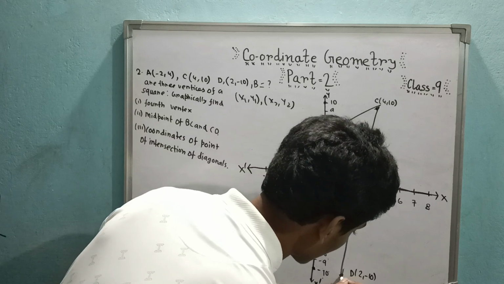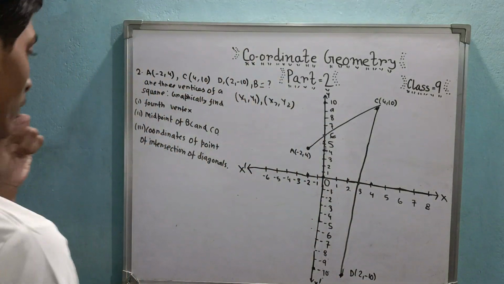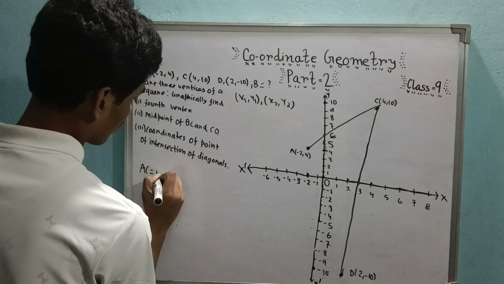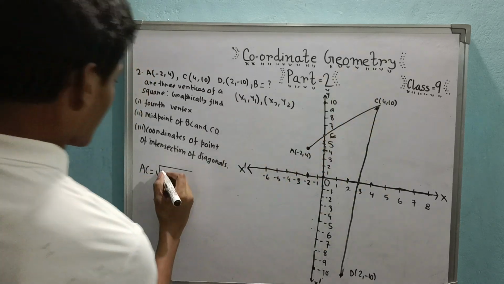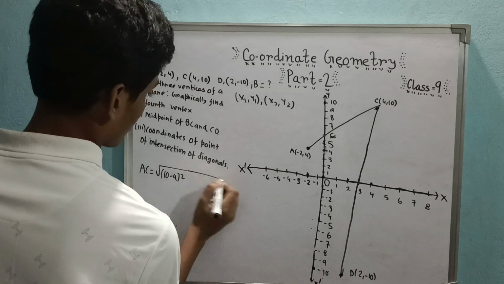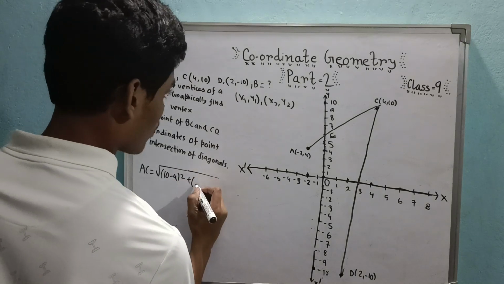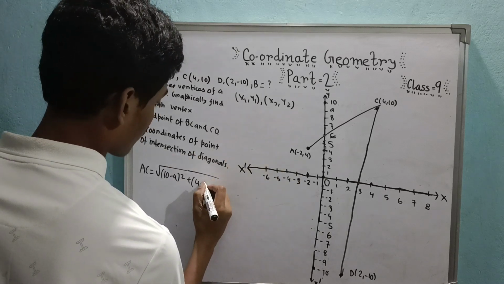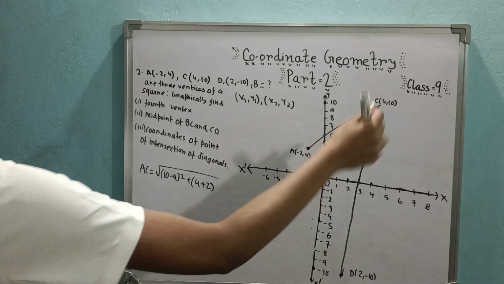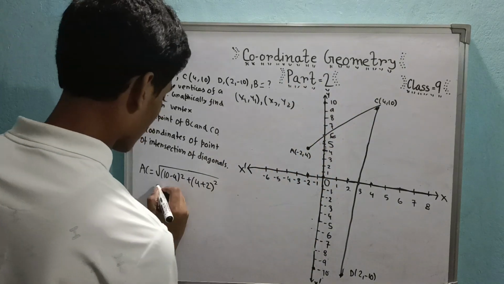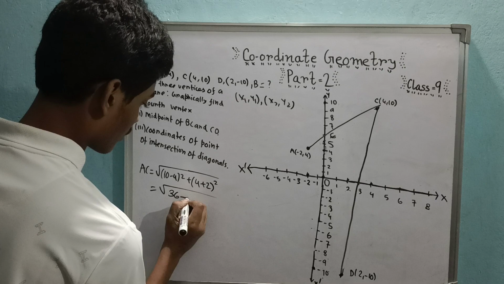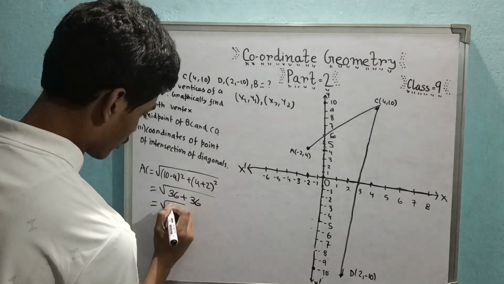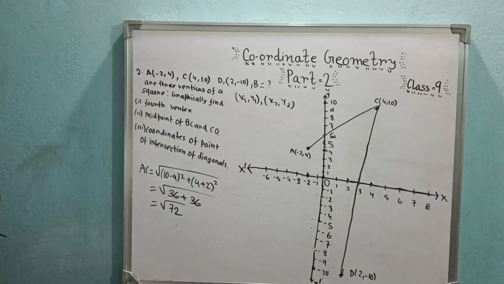This is D. Okay, this is D. So let's calculate AC's distance. AC is equal to the root of y2 is 10, y1 is 4, and x2 is 4, x1 is minus 2, which means plus 2. x2 minus x1, 4 minus minus 2, means 4 plus 2 obviously. Equal to 6 square, 36 plus 36, again 6 square. So root 72 units. Root 72 units.